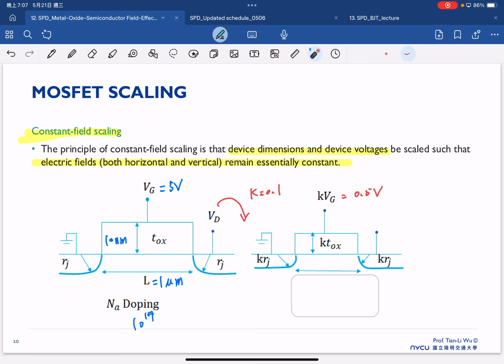So one of the purposes of scaling is to reduce the operating voltage. Now we reduce from 5 to 0.5 volts. Then we also need to do the scaling in our transistor. In this case, our dielectric becomes 1 nanometer, our channel length becomes 100 nanometers, and our doping follows the rule of NA over K, which becomes 10 to the 18.